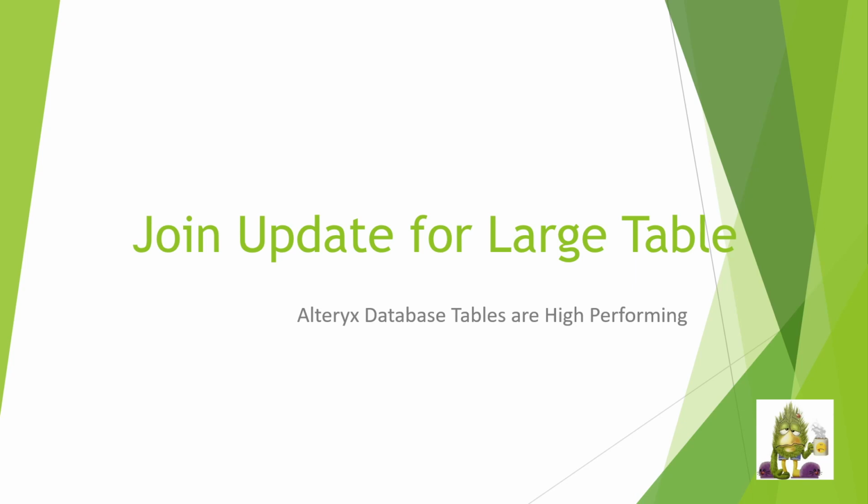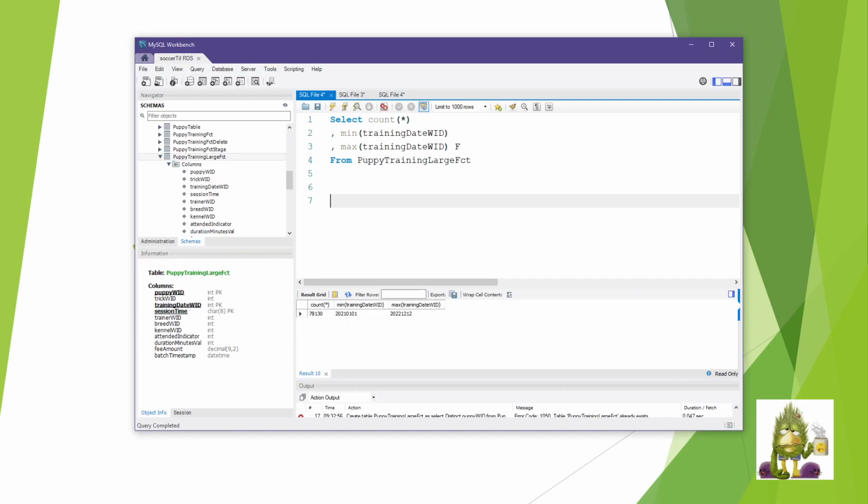So let's take a look at my table that I have up here in my SQL, and I have this puppy training large fact table that I've used in a couple of other workflows, and it has upwards of 78,000 records in it. And for the purposes of this little exercise, I went ahead and added a primary key as well. Did a little bit of data cleanup along the way because this was really just a performance testing table. And the concern is, and again, this isn't really that large of a table, 78,000 records. It's actually a reasonable size, but it just gives you an idea as to how Alteryx might be able to handle a larger set of data.